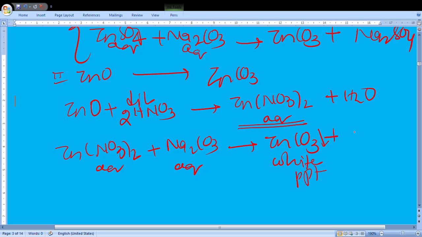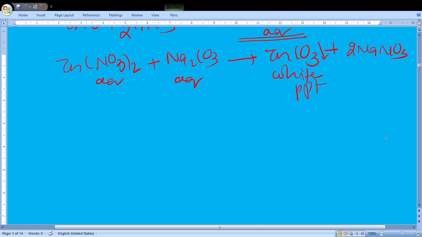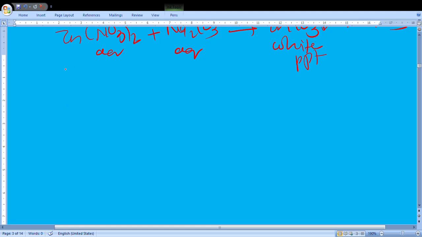plus 2NaNO3. Similar reaction will occur with CuO to CuCO3. It can be prepared by three methods.